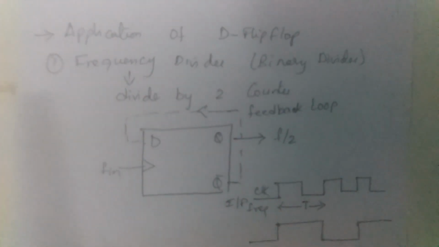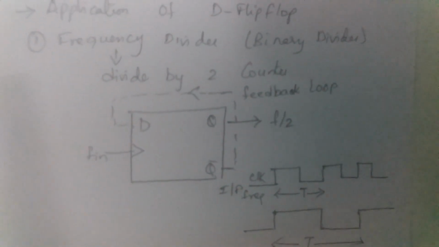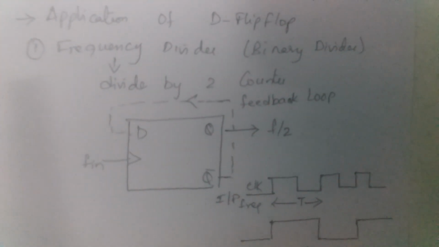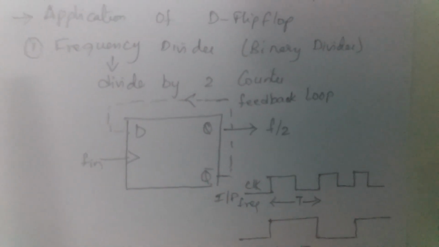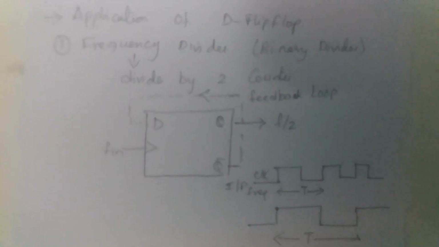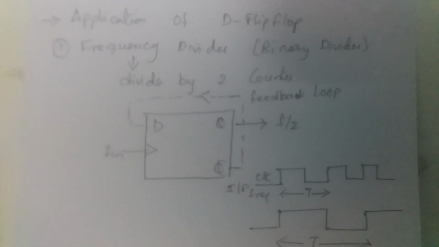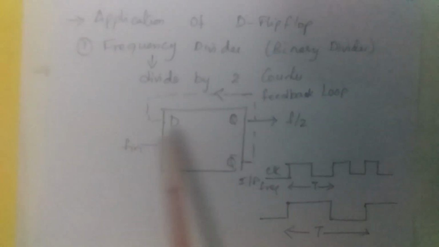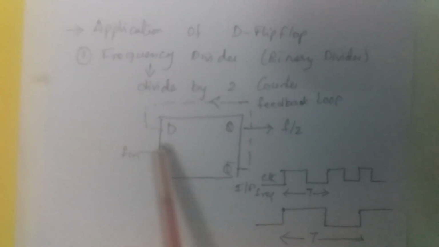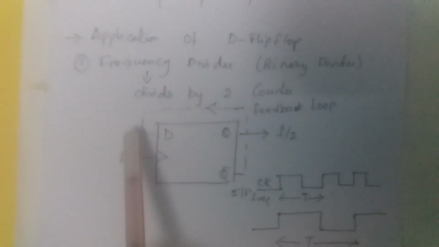Now let's go ahead and look at the applications of D flip-flop. The D flip-flop is used as a frequency divider or binary divider. It is also called a divide by 2 counter. Let's see why it is called a divide by 2 counter. So here is a D flip-flop. We see that this is a positive edge triggered clock. Now Q bar is fed back to D.